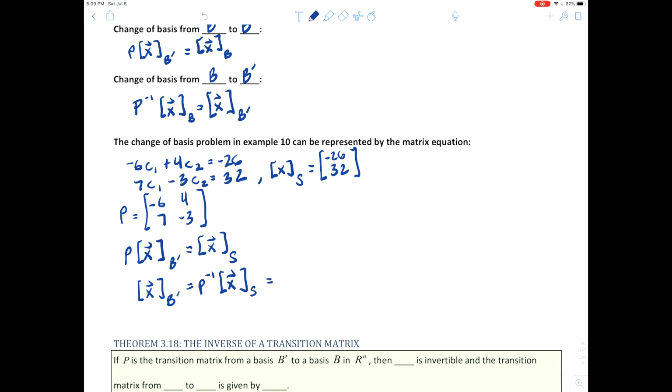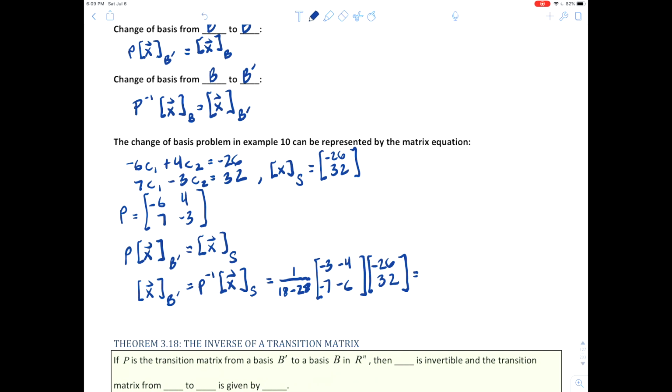And remember our shortcut for the inverse of a 2 by 2 is going to be what? 1 over the determinant, right? So the determinant of P is the denominator, so we'd get 18 minus 28 in our denominator, and then you switch the diagonals and you put opposite signs on the other entries. And then we still have to multiply that by the coordinate matrix of x relative to the standard basis S. And that, remember, was negative 26, 32.